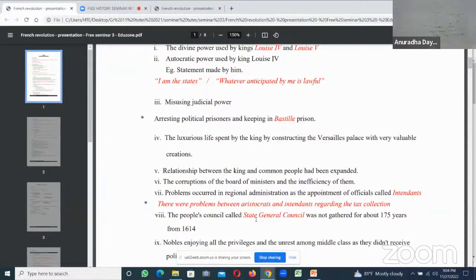And here, People's Council, what is it? States General Council. The States General was a council comprised of nobles, priests, and even the common people. And when the king is taking a crucial decision, he has to gather this council and ask them and take opinions. But it was not gathered for about 175 years from 1614, and they did not know about the customs and traditions that had to be followed in a gathering. And the priests and nobles did not like to be gathered with the common people, and the king agreed, and common people gathered at a nearby indoor tennis court, and they made the famous Tennis Court Oath, and from there only they started the struggle.